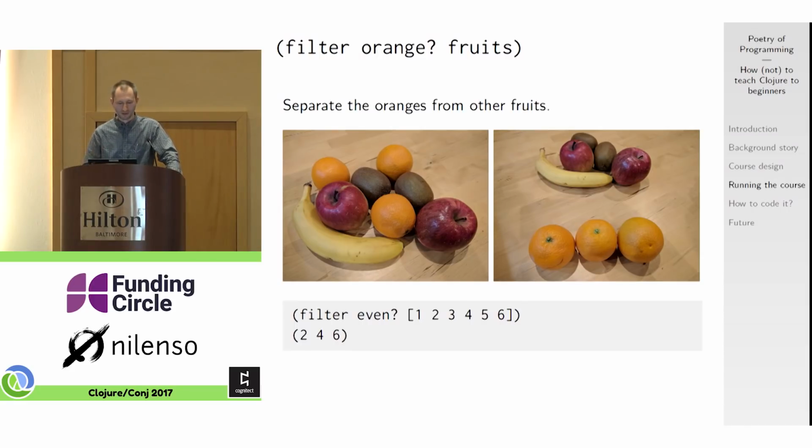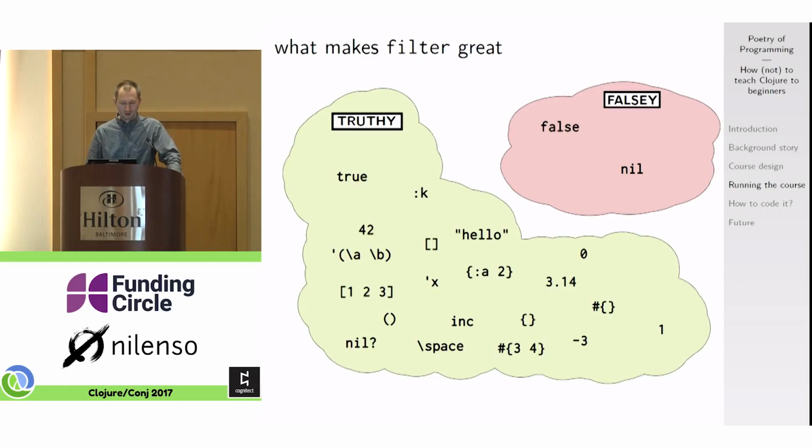And of course, Clojure's list syntax is quite nice. It almost reads like English text. And visualization is always helpful. What makes filter great? Because we have these truthy and falsy values, and it's very flexible. We can filter by set. So I created this diagram to emphasize that we can treat almost everything as true.